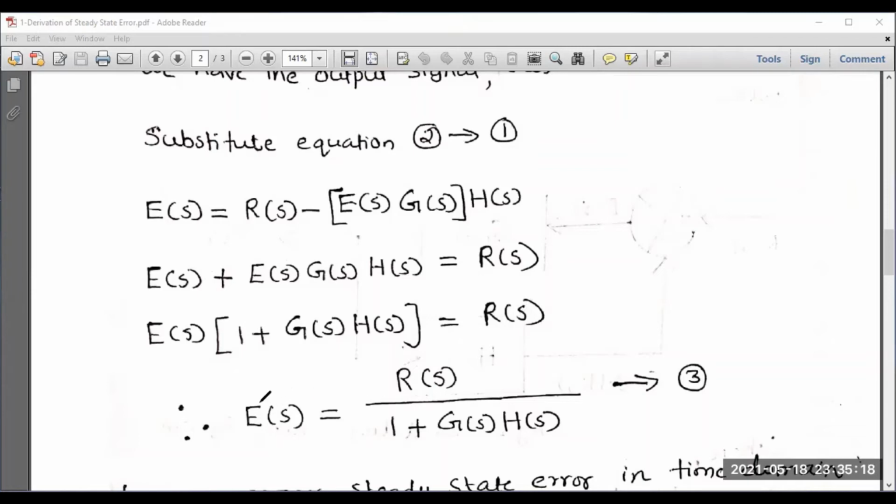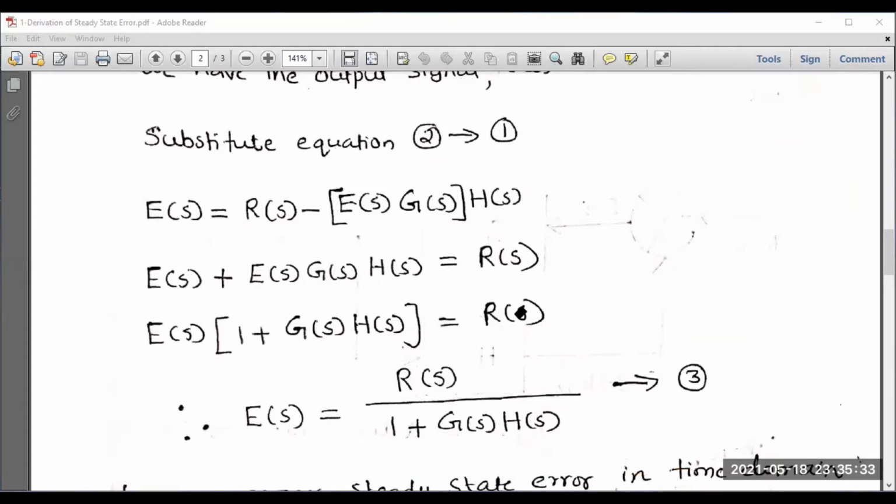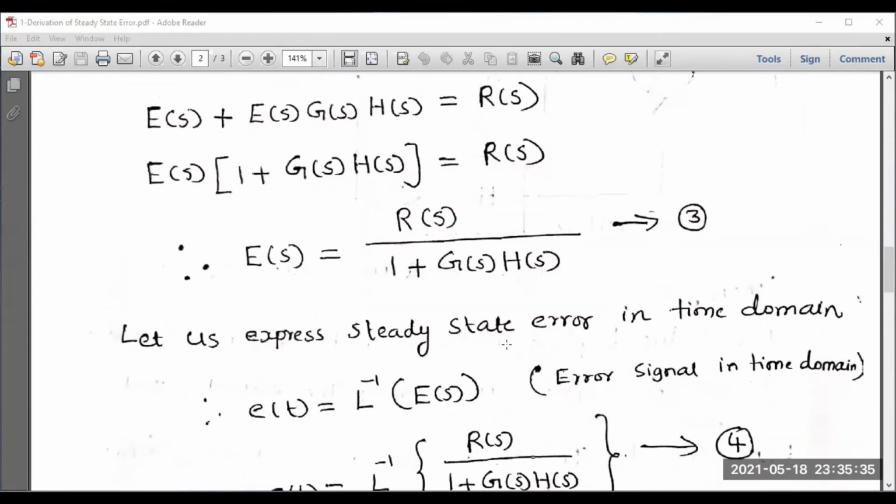From this expression, therefore, I'll be calculating E of S. What is the value of E of S? After remodifying, E of S equal to R of S upon 1 plus G of S times H of S. Please call it as equation number 3. Now, what is the thing which you got? I have obtained the value of error signal E of S.